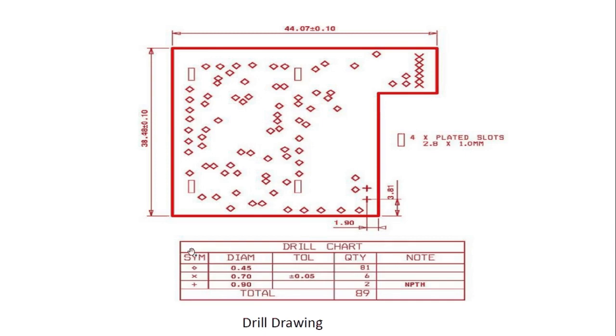So this is called a drill drawing layer. The purpose of the drill drawing layer is to provide information related to the drill holes on the board. The information such as its XY position on the board, its diameter, its quantity, and whether that hole is plated or non-plated.